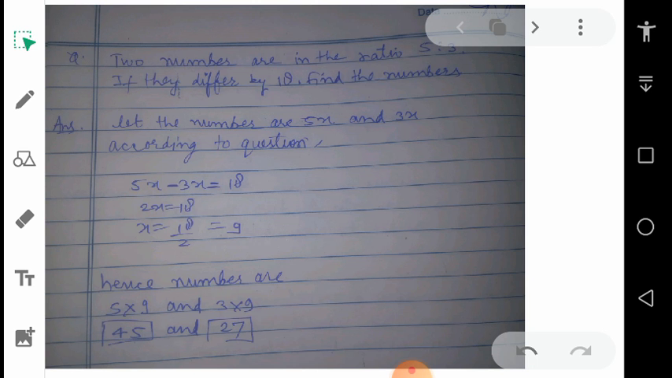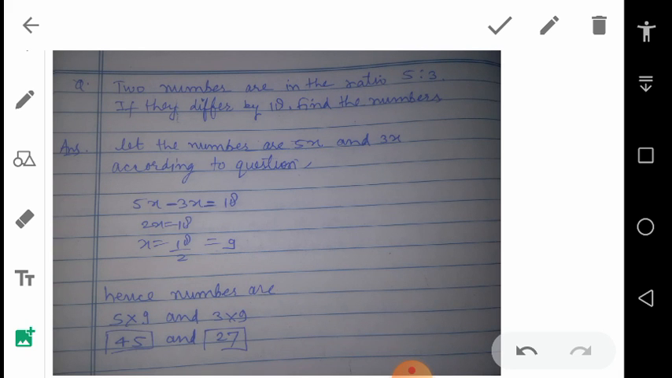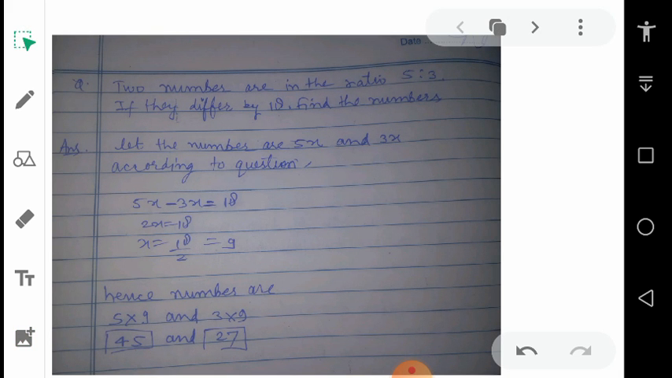The first question is: two numbers are in the ratio 5:3. So they differ by 18. Find the numbers. Differ means the difference.